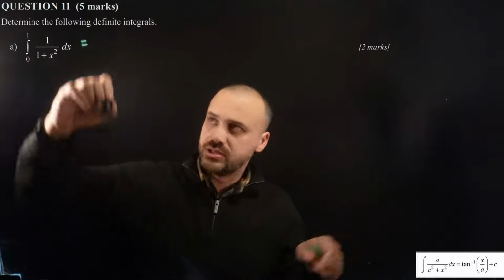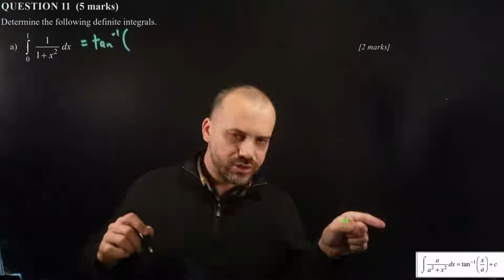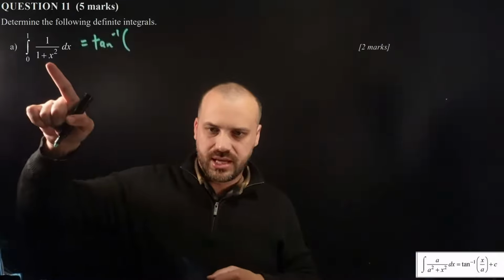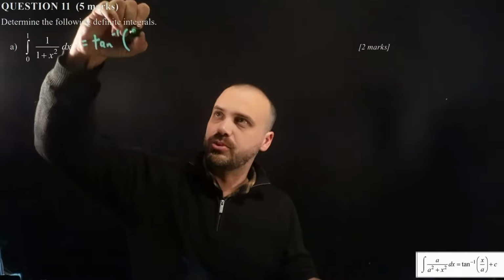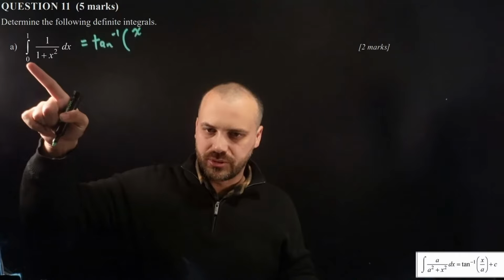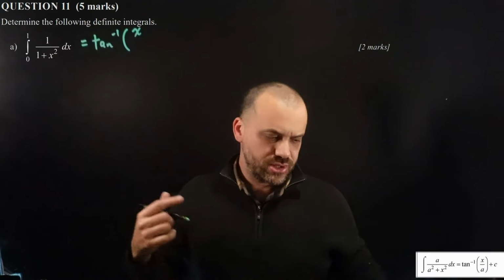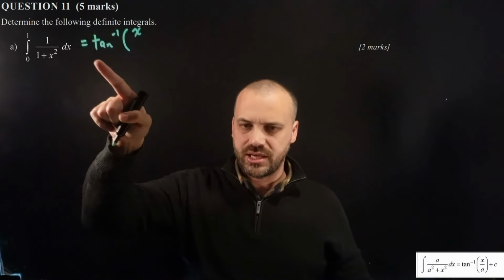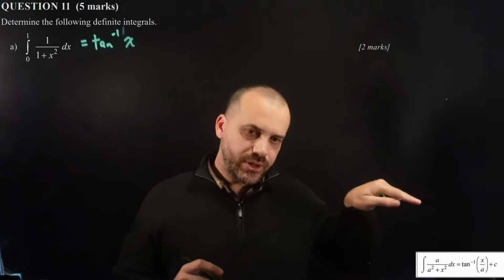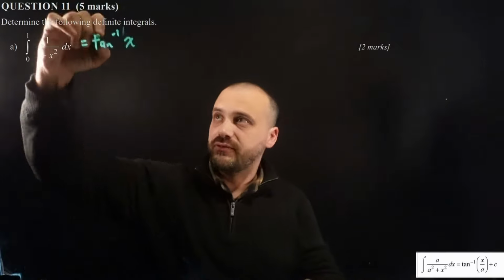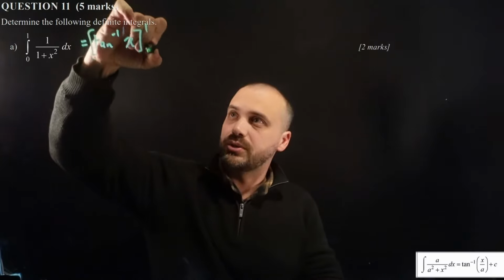We know that the answer is inverse tan, and then on the top will be the x. You can see this is x squared here, this is x squared here. So on the top will be x, and on the bottom will be a, 1. Now, x over 1 is just x. So that means this is just going to be inverse tan x. All right, inverse tan x, done. Now, we don't need the plus c because we're doing a definite integral between 1 and 0.